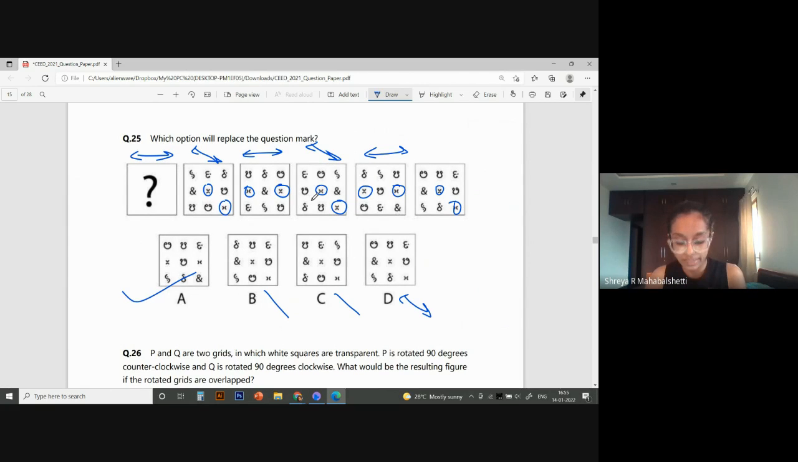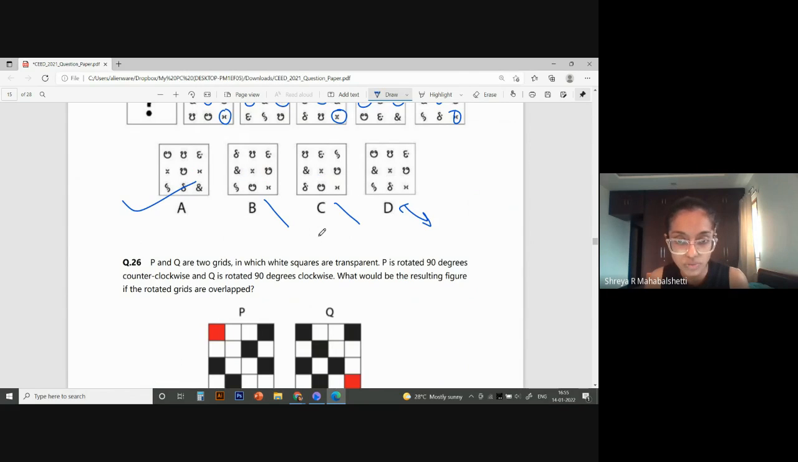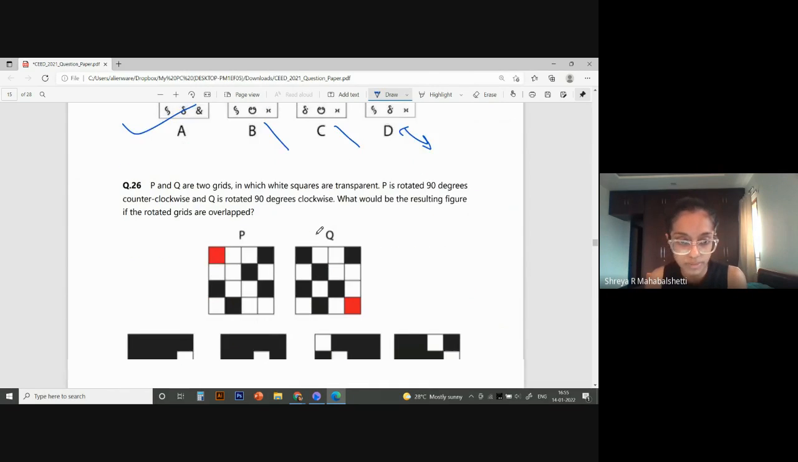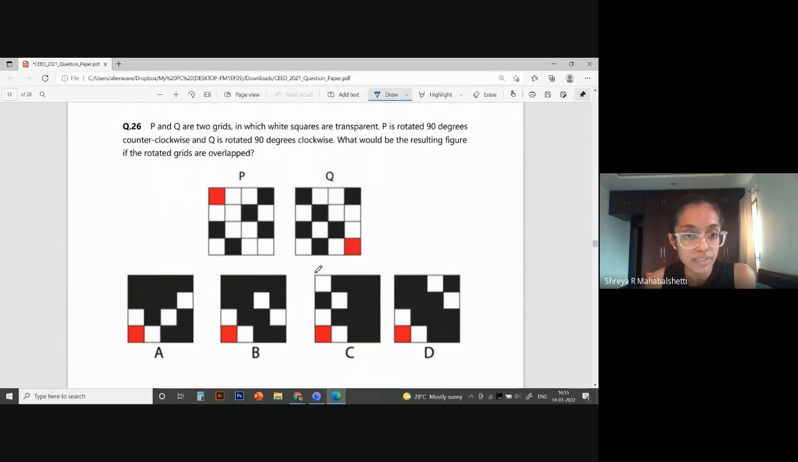So see, that hardly took me less than 30 seconds to solve that. So it might look overwhelming, but probably they are not. Okay, so P and Q are two grids in which white squares are transparent. P is rotated 90 degrees counterclockwise and Q is rotated 90 degrees clockwise. What would be the resulting figure if the rotated grids are overlapped?